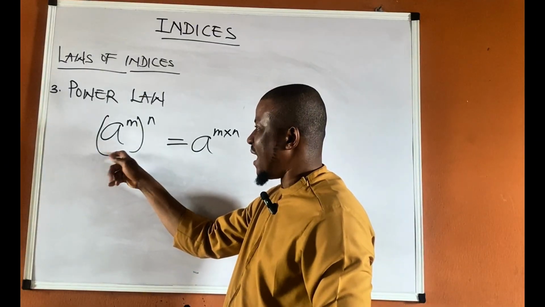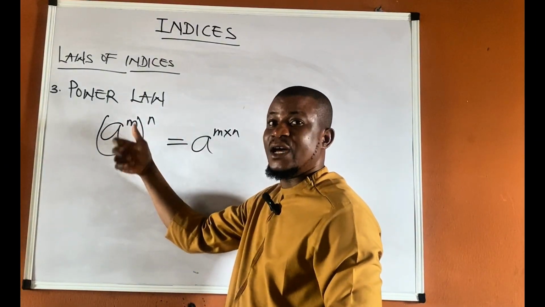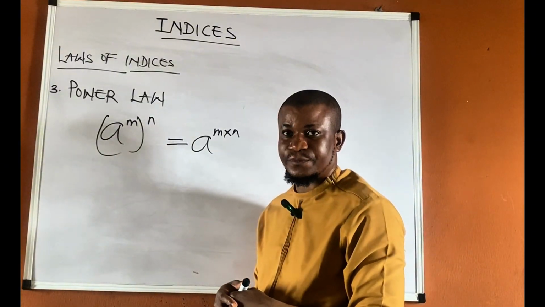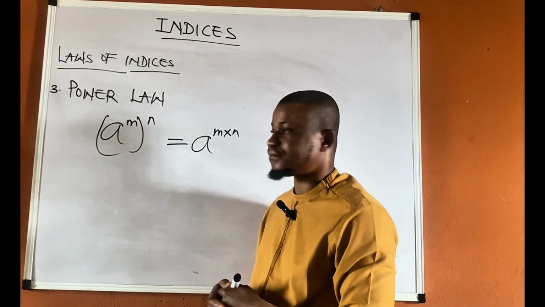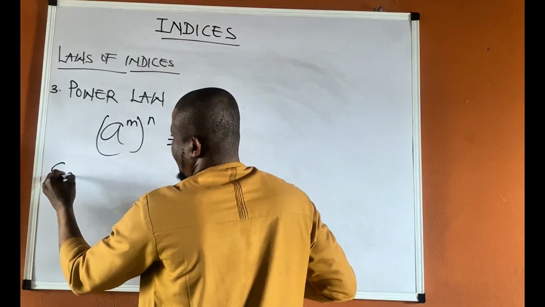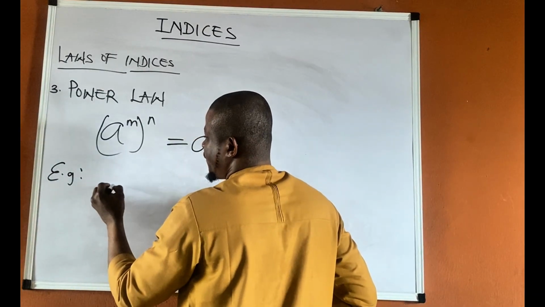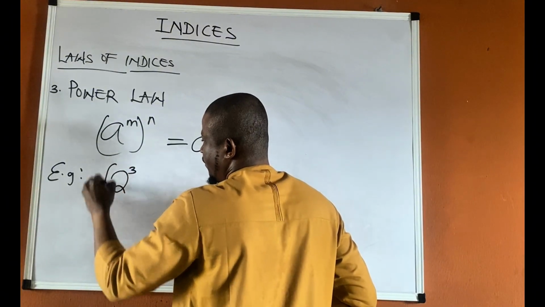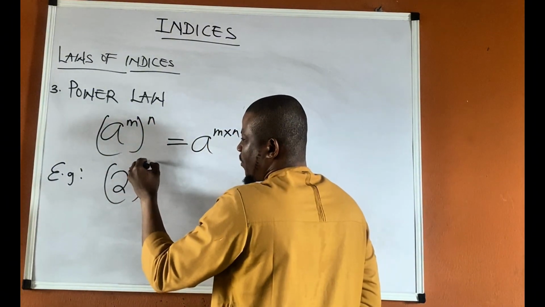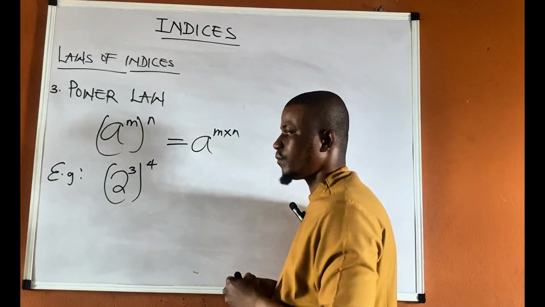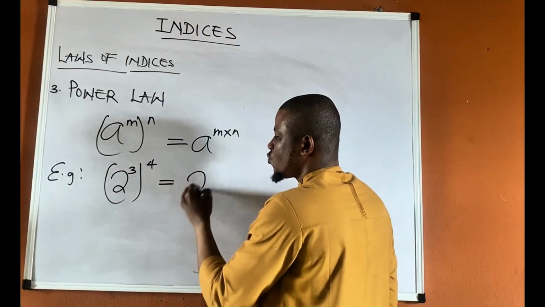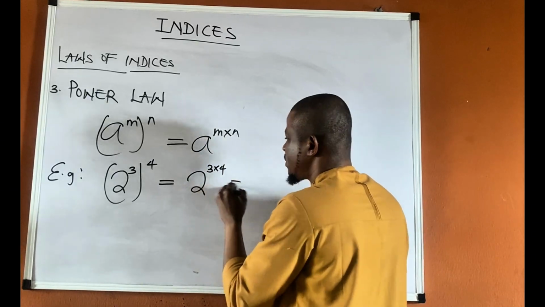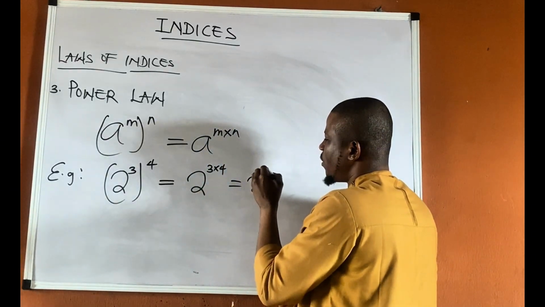If you have an index number a to the power of m raised to the power of n, these two powers multiply. Let's look at some examples here. If I have 2 to the power of 3 raised to the power of 4, this is simply 2 to the power of 3 times 4, which is 2 to the power of 12.